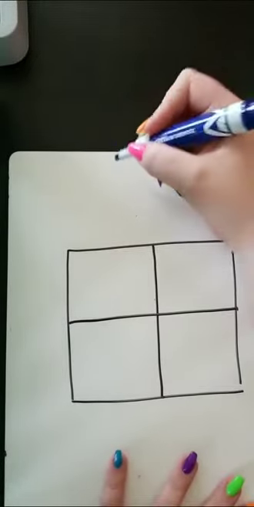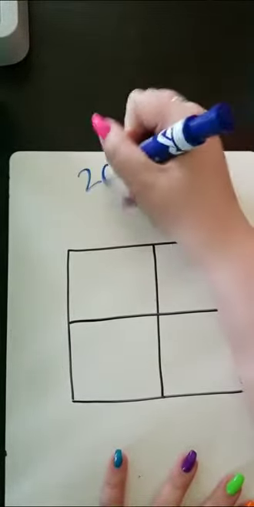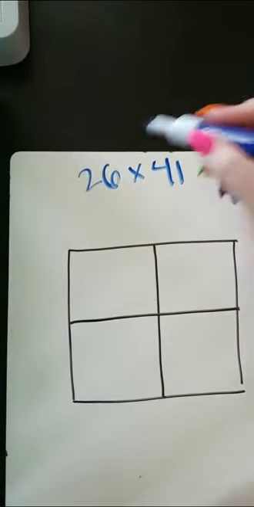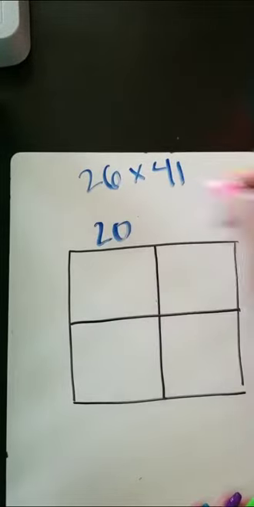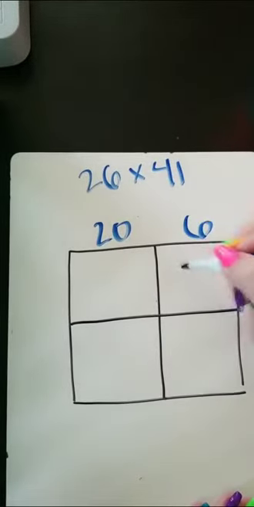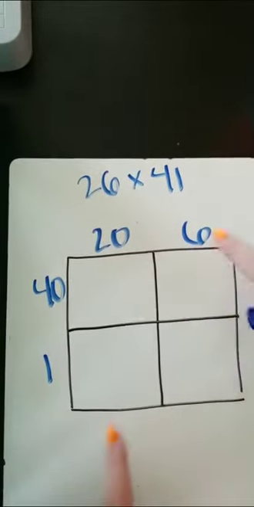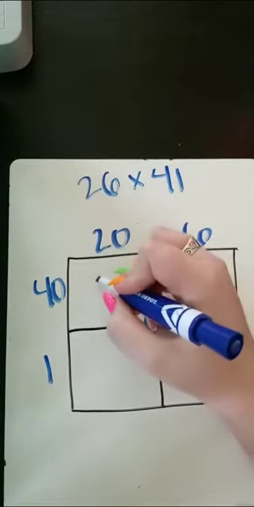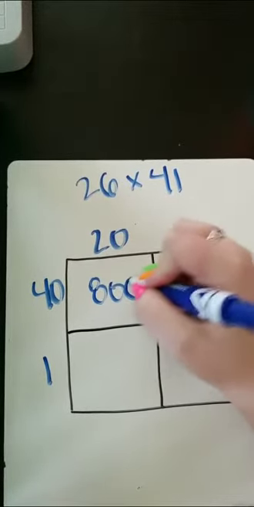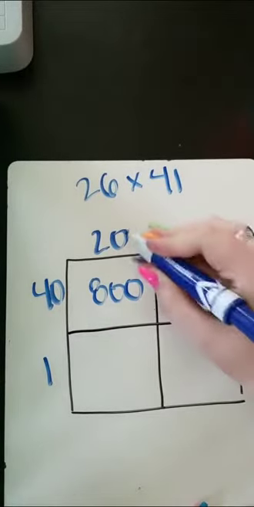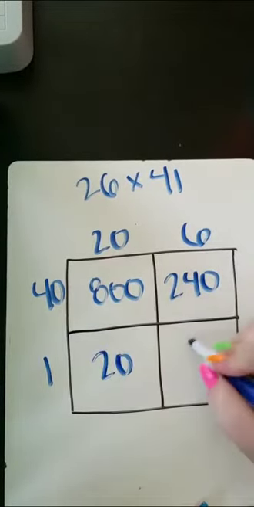The area model is first introduced in elementary school when we do things like 26 times 41. The kids break up 26 into 20 and 6, and 41 into 40 and 1. Then I multiply my squares. 20 times 40 is 800. 6 times 40 is 240. 20 times 1 is 20. 6 times 1 is 6.